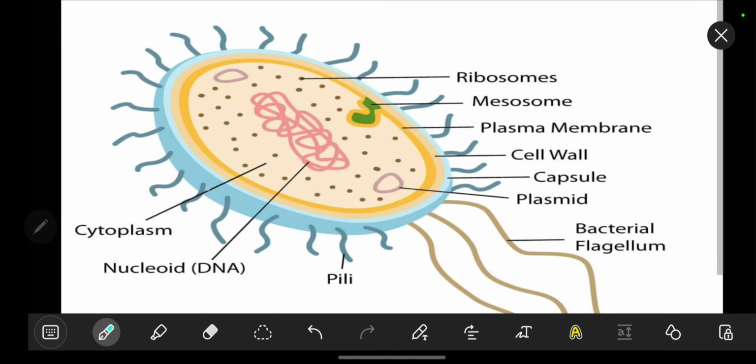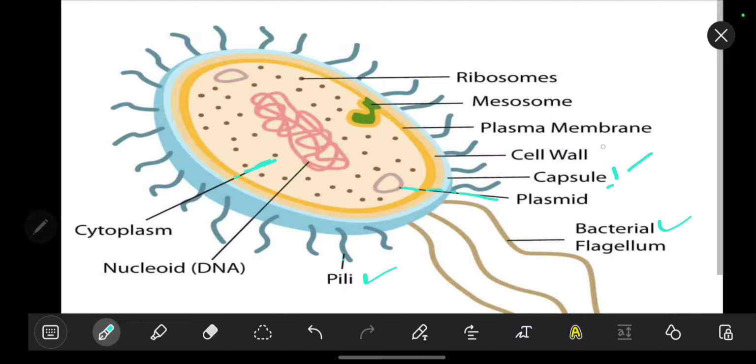We have the cytoplasm, which is the liquid part. We also have the nucleoid, which is the main circular DNA. We also have now the plasmids, which are not part of the circular DNA but also carry genetic information, such as the one that is responsible for antibacterial resistance. We also have the pili, which are responsible for attachment. We also have the bacterial flagellum, which helps in movement.